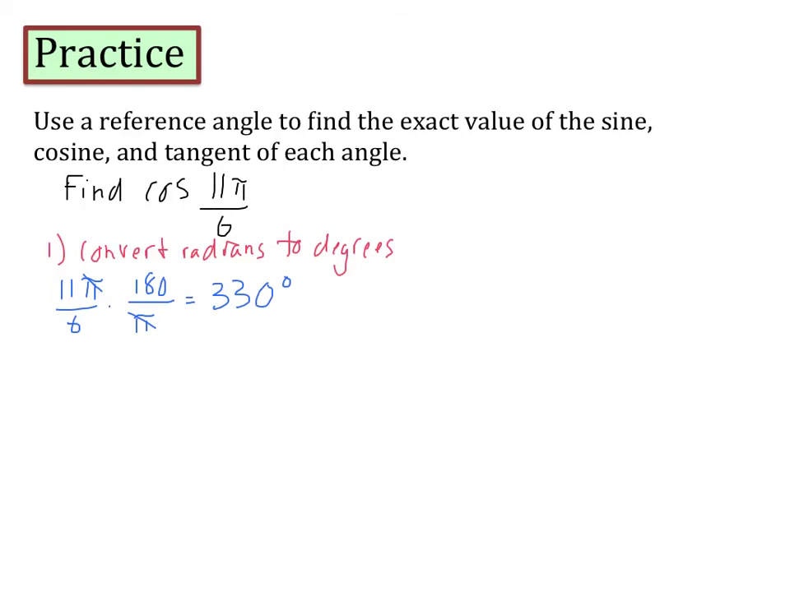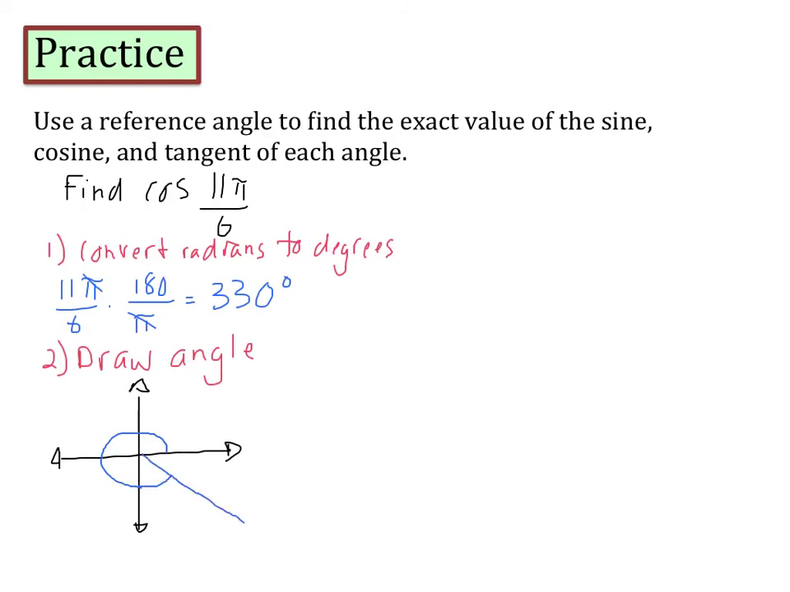Then, after I convert from radians to degrees, the steps are pretty similar to the last example. We want to draw the angle first on our coordinate plane. So, here's our coordinate plane. We draw 330, and we start from here. So it's 90, 180, 270, and 330. After we draw our angle, we want to find our reference angle.